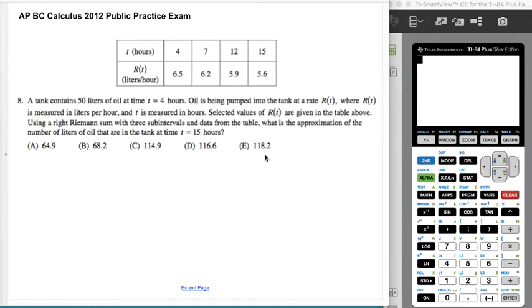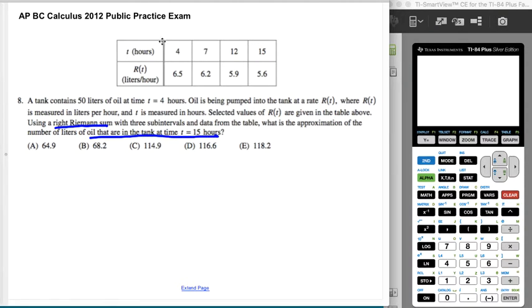All right, we have a tank containing 50 liters of oil at time t equals 4. The oil is pumped in at a rate of R, where R is measured in liters per hour, and t is measured in hours. Selected values of R are given in the table above. We're going to use a right Riemann sum with 3 subintervals to estimate how much oil is in the tank at 15 hours.